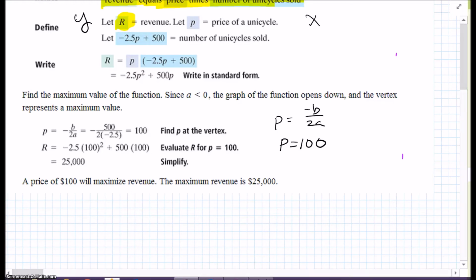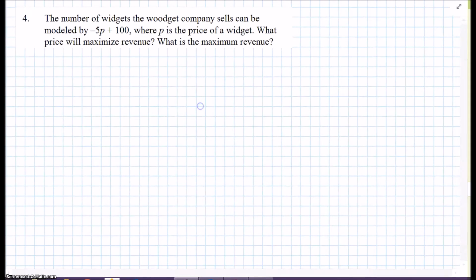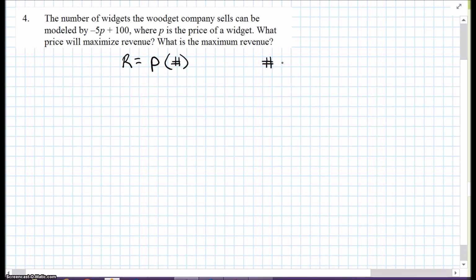Last example. The number of widgets the widget company sells can be modeled by negative 5p plus 100, where p is the price of a widget. What price will maximize the revenue and what is the maximum revenue? Okay, first we have to set up an equation. We need the revenue, which is nothing more than the price times the number of units. The number of units is modeled by negative 5p plus 100. So our revenue is p times negative 5p plus 100.